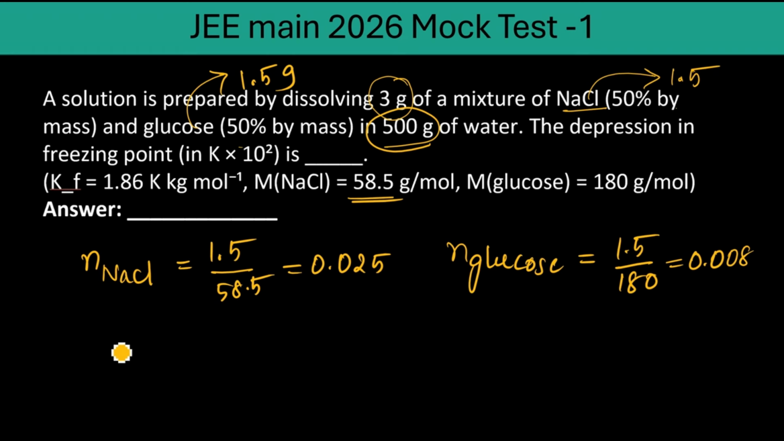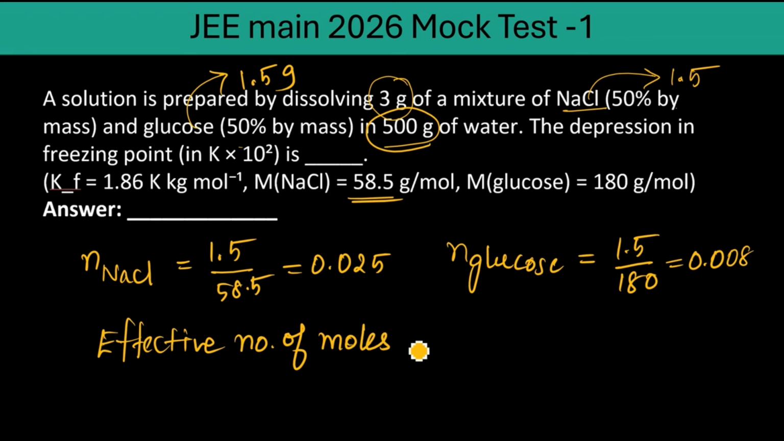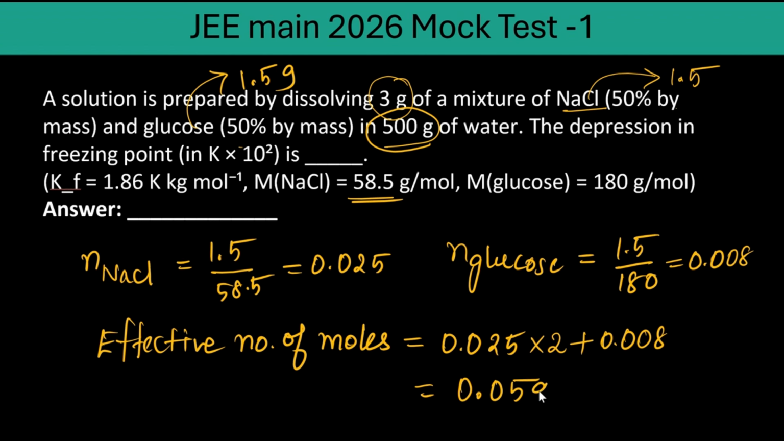So in that case, the effective number of moles will be, NaCl will dissociate into 2, so 2 into 0.025, plus glucose will not dissociate, 0.008, which will be 0.059.